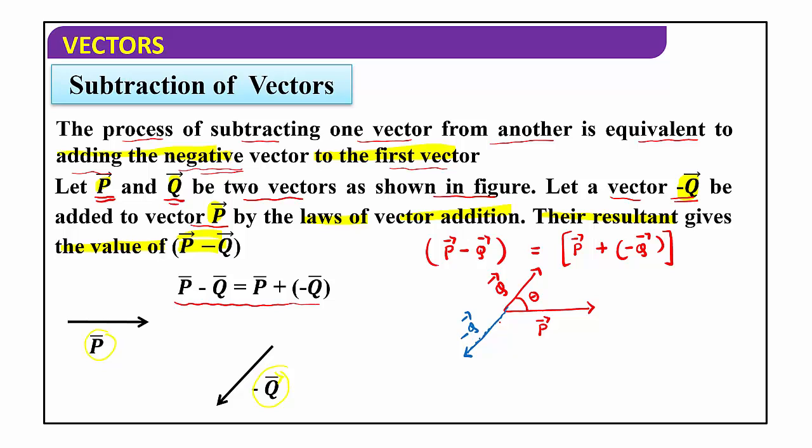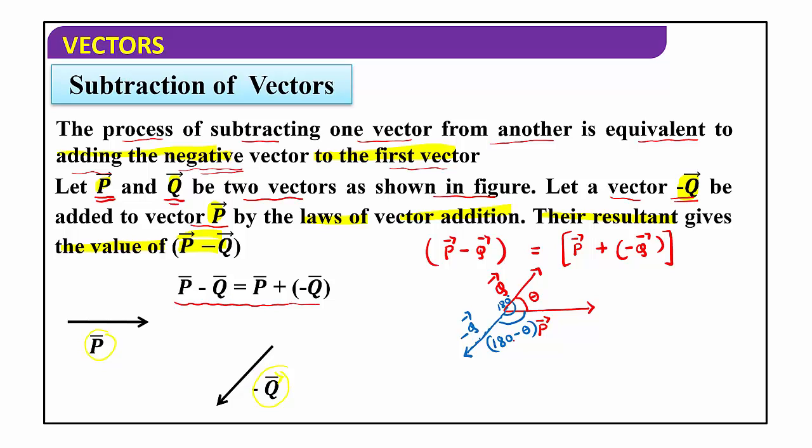Now tell me, what is the angle between these two vectors, vector P and minus of vector Q? What is the angle between them? We know that total angle is 180 degree. Is it clear? Total angle is how much? 180 degree. In that, angle between P and Q is given as theta. Angle between P and minus Q will be how much? Total angle is 180. Half of the angle is theta.